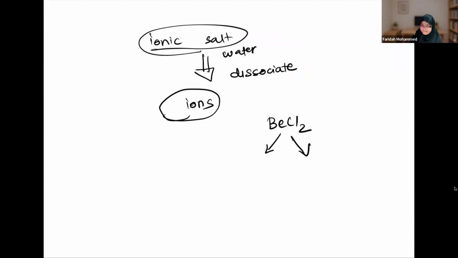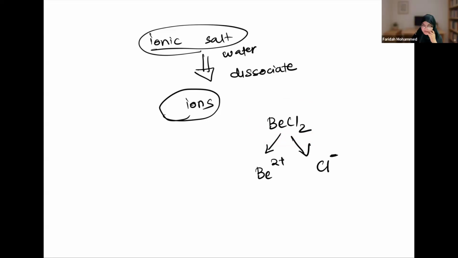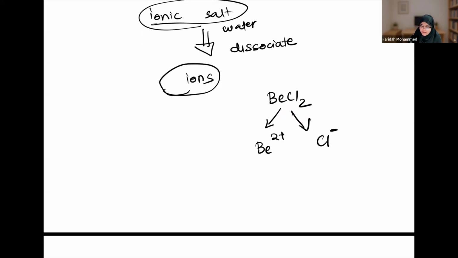Ava, what are the ions of BeCl2? Beryllium 2 plus and chloride -1. Okay, chloride, right? -1, good. Of course you're going to have 2 chloride, right? You're going to have 2 chloride.